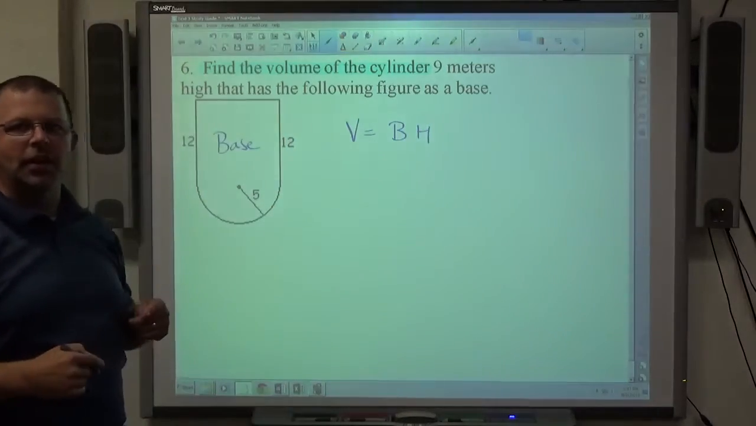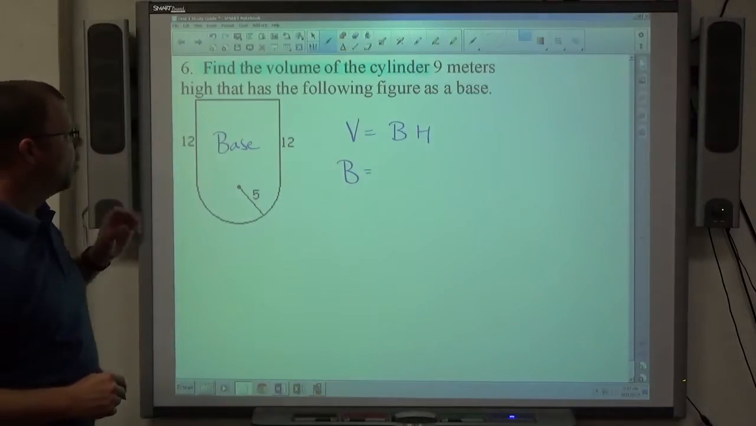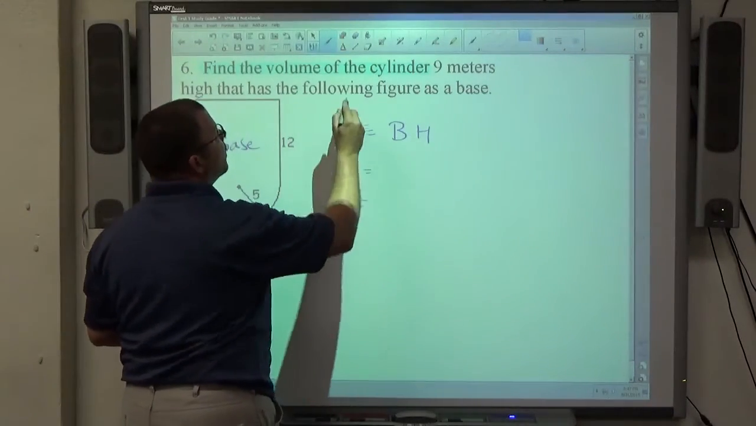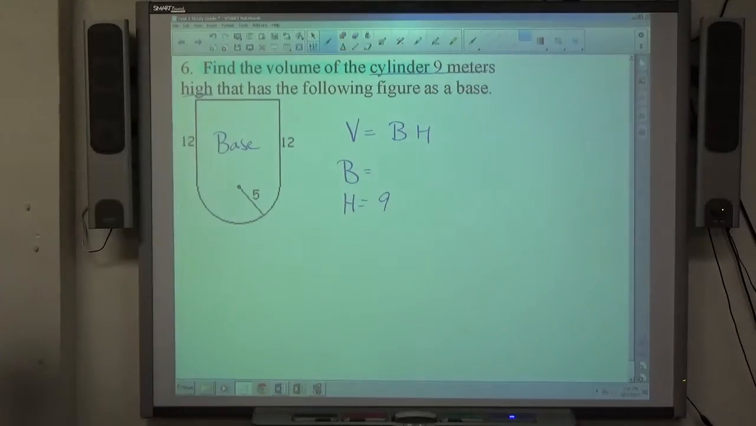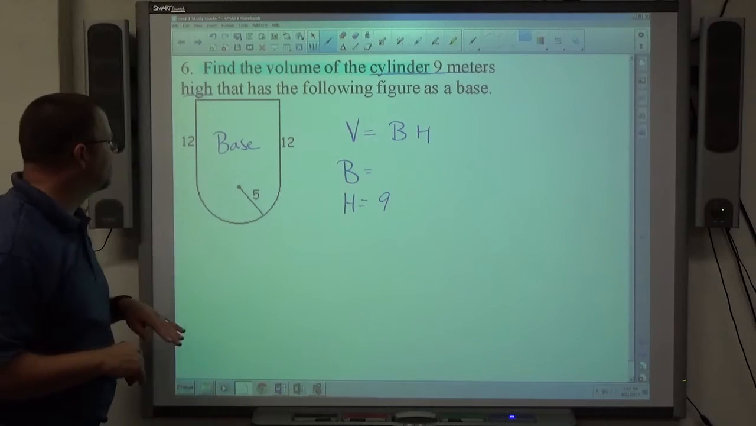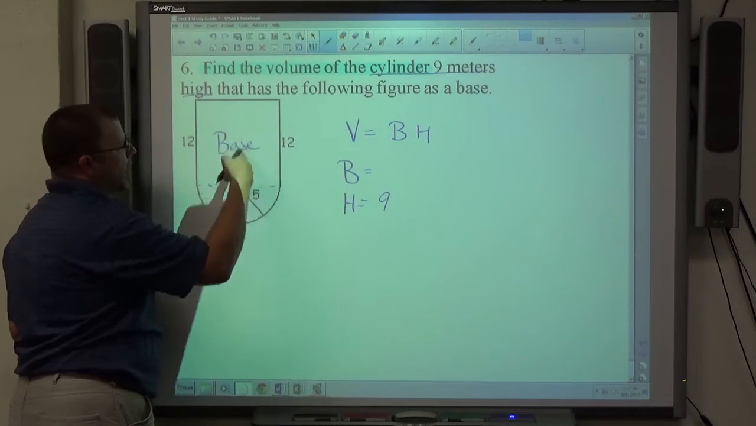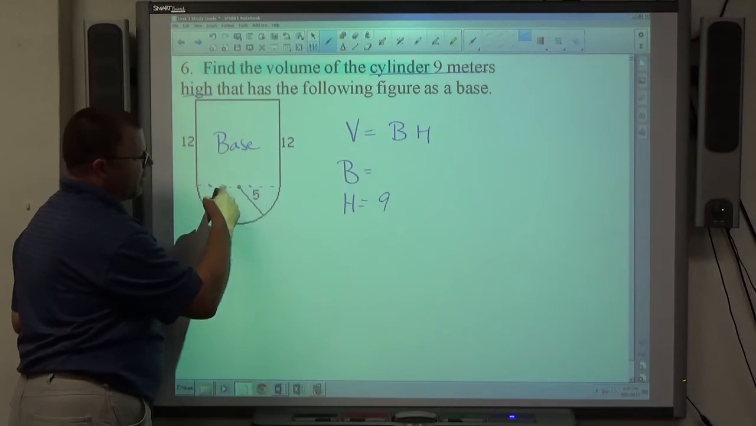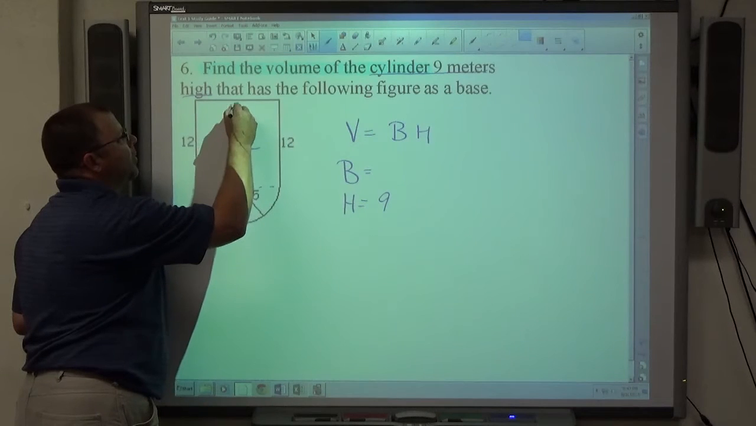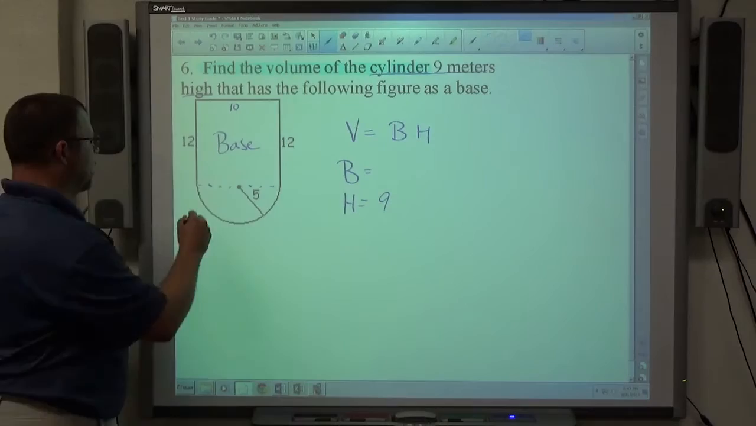Once again, I've got two things I need to establish. What does B equal? B is the area of this figure. What does H equal? H is the height of the cylinder. Cylinder 9 meters high, so H equals 9 meters. Okay, again, the number is what's important to me here at this point, so I'm going to leave meters out of it at this point. As far as the area of the base is concerned, notice we have a semicircle with a rectangle attached to it. The diameter of this semicircle, 5 right and 5 left, is 10, which means the piece up here is also 10. Be careful, you have to find the length and width of the rectangle in order to find the area of the rectangle part.